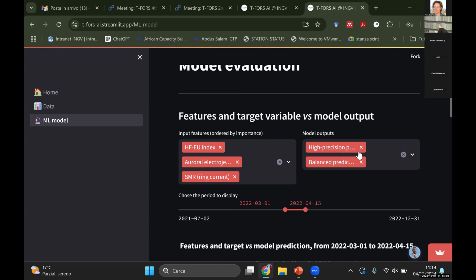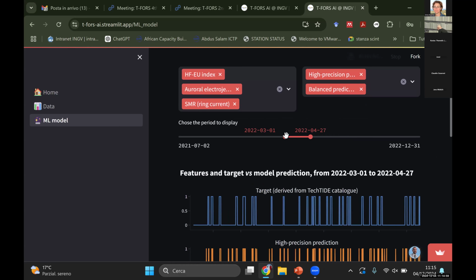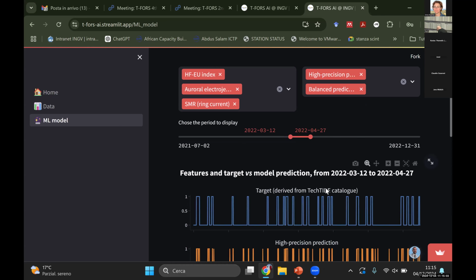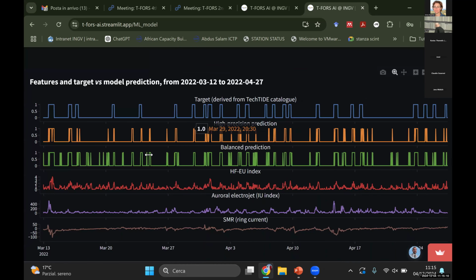Here we have the high precision and balanced prediction. You can select here a time period. You can move this slider here to obtain the model evaluation, and then you can get different information here. The ground truth, that is basically the information given by the catalog. Then the high precision and balanced prediction.